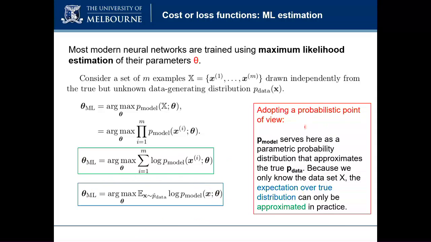So as I mentioned, we adopt this probabilistic point of view. We only know the data set. Therefore, the expectation over the true distribution, which we don't know and may never know because we only have the data, can only be approximated in practice. And so I do this expectation this way, because this is the best I can do.